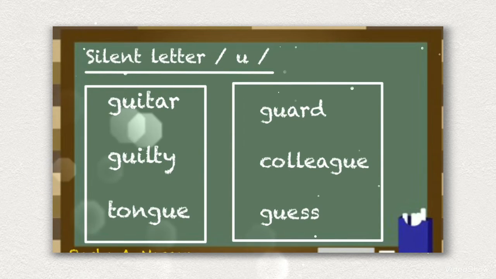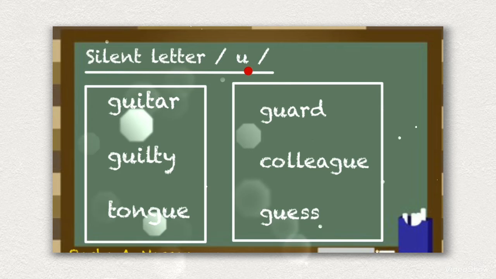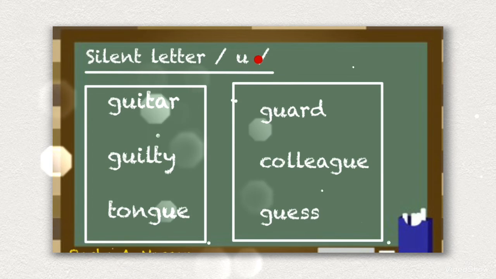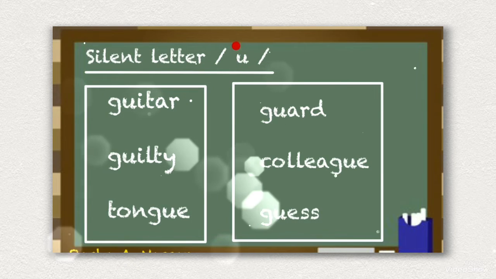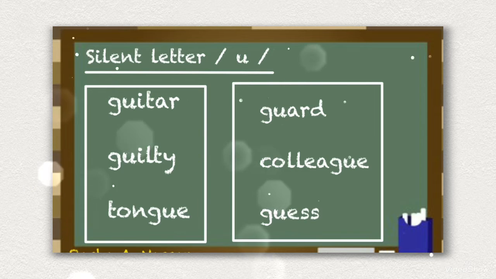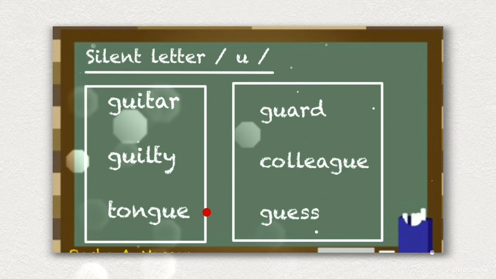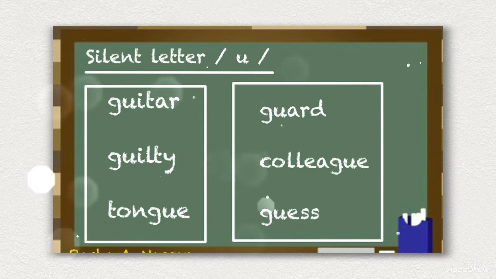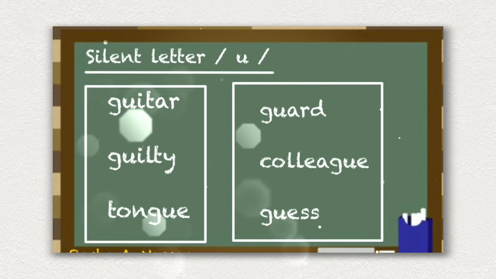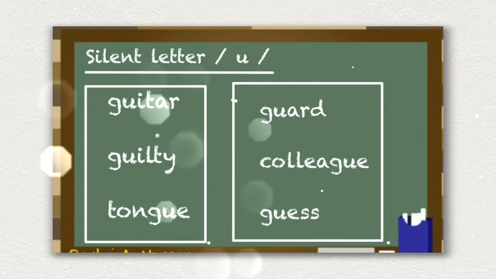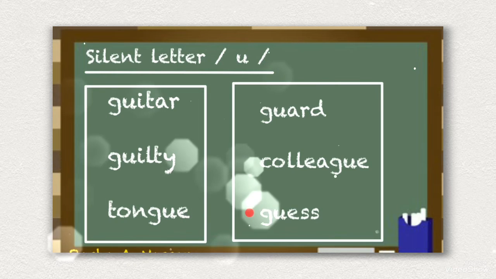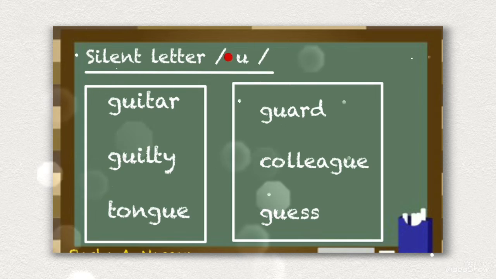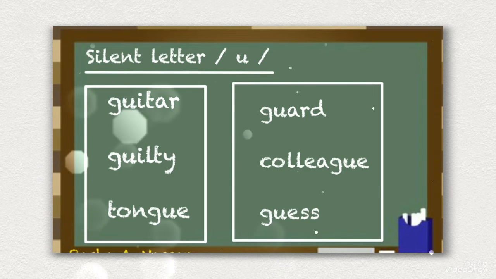Let's see our next silent letter. It is letter U. So letter U is silent in some common words like these examples. So let's have a look at all of these examples. You will see that they are commonly used, as we will read them with silent U. So let's read these words together and see that we will not pronounce letter U in these words.